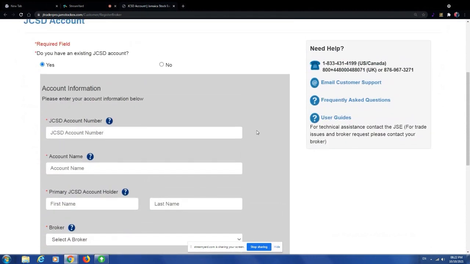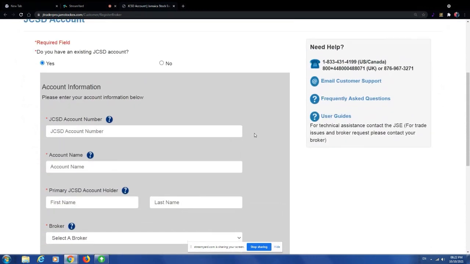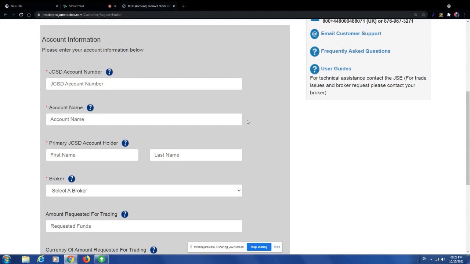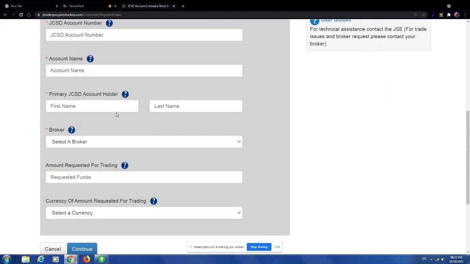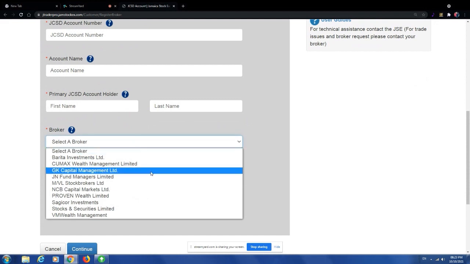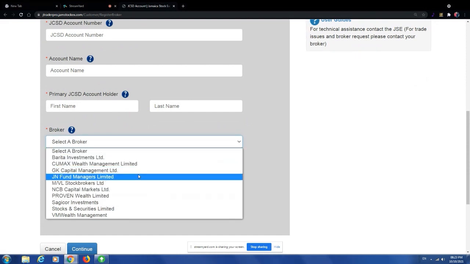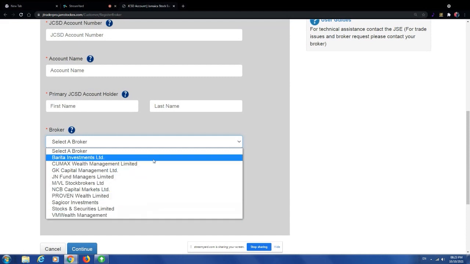But all that's going to happen is that you see JSSD account number, and then please note, the account name is really the name for the specific brokerage account you're going to name. So remember, you can have multiple brokerage accounts at the same broker, and multiple brokerage accounts at different brokers. So if you have 2 brokerage accounts, you might name one John Brown 1 and another John Brown 2. This is just for context, to understand who's the primary JSSD holder. And you select a broker right here, and as you can see, you have 10 brokers out of the JSE's, I think, 13 or 14 brokers.